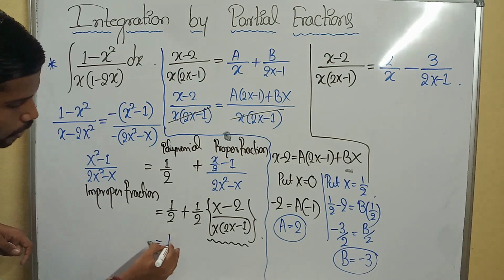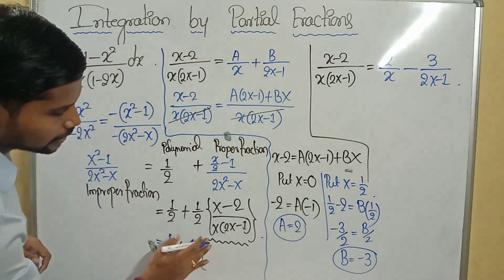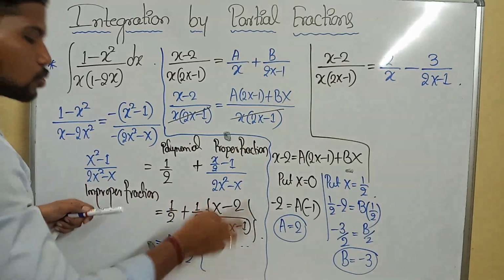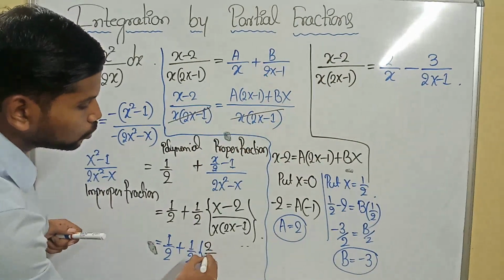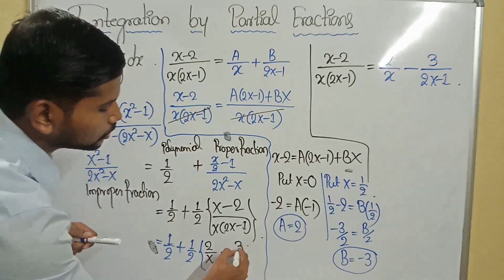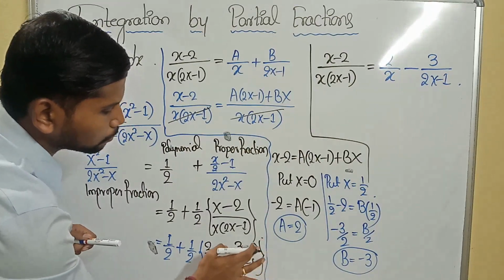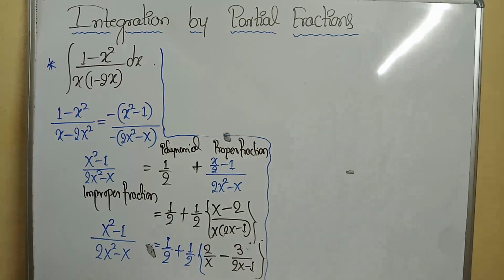It will be 1 by 2 as it is plus 1 by 2, this also as it is. This x minus 2 divided by x into 2x minus 1, this complete part is replaced by, yes, exactly, 2 by x minus 3 divided by 2x minus 1. Now this is completely ready to integrate. Got the point? Now I'll continue this particular part.